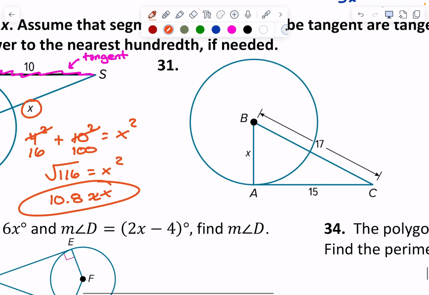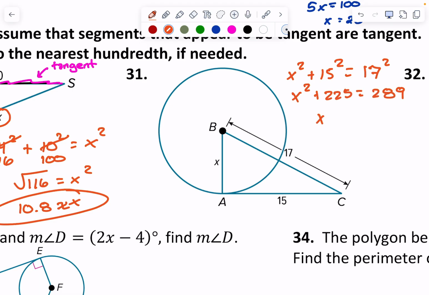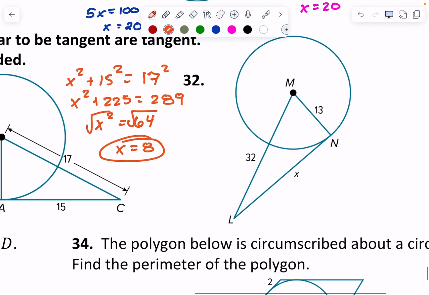Same thing for this one, except which side is side C? 17. I've got x squared plus 15 squared equals 17 squared. This is a perfect right triangle. Do you know which one it is? 8, 15, 17. It is 8. So x squared plus 225 equals 289. If you subtract the 225, you get 64. He is 8. If you remembered the 8, 15, 17, you get to skip all those steps. So good for you.